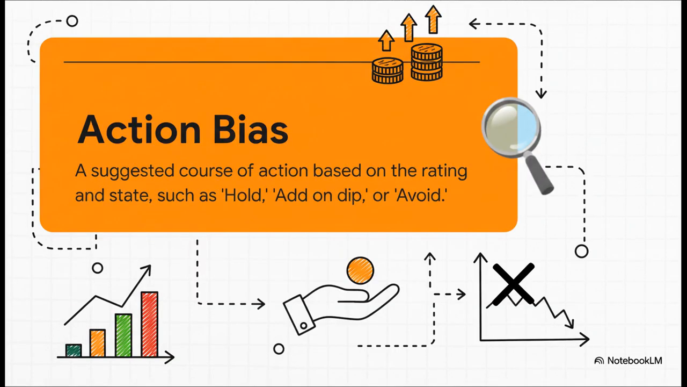And finally, we have the action bias. So what do you actually do with all this info? This part is the tactical suggestion. Based on the score and the story, it tells you what an investor might want to consider doing next. It translates all that analysis into a potential action.